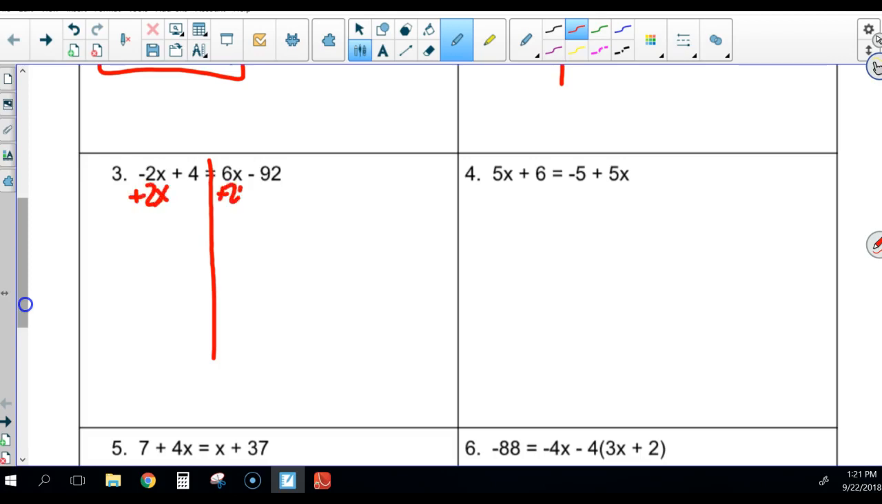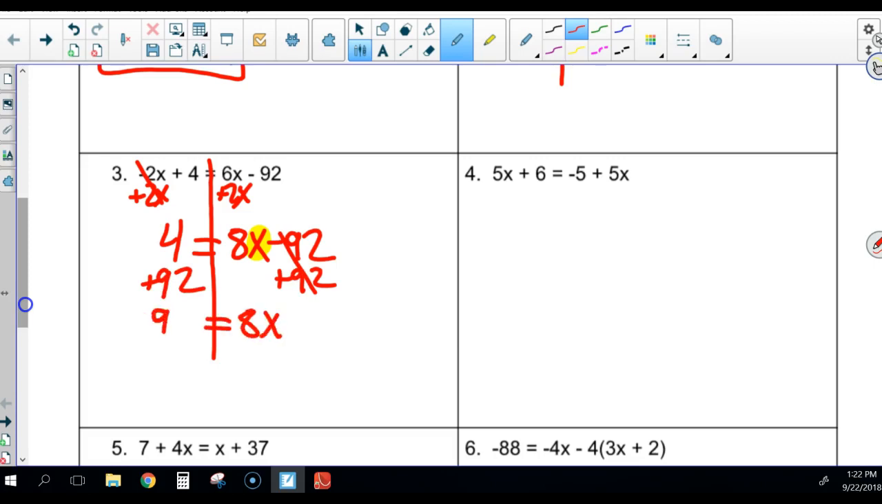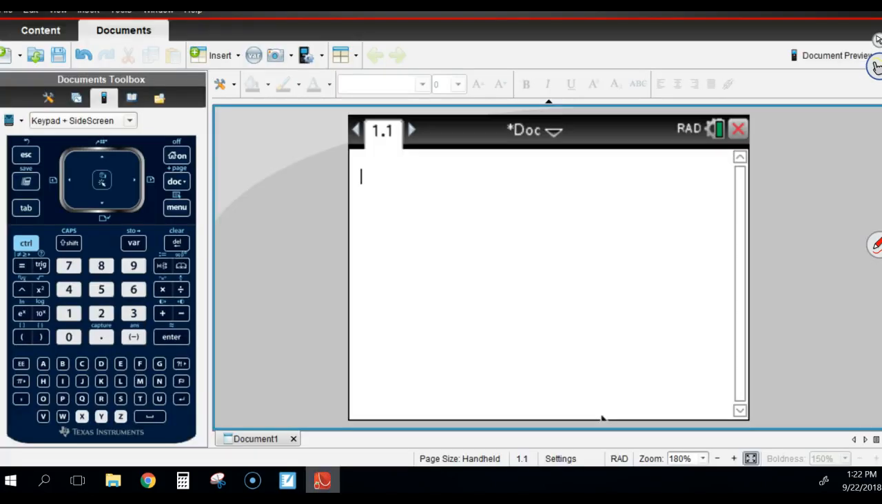Add 2x, add 2x. That gives me 4 equals 8x minus 92. I'm going to now isolate the x right here. Get rid of minus 92, plus, not 29, what am I thinking? Plus 92, plus 92. 8x equals 96. Divide by 8. 96 divided by 8. What is that? 12? I believe it's 12.